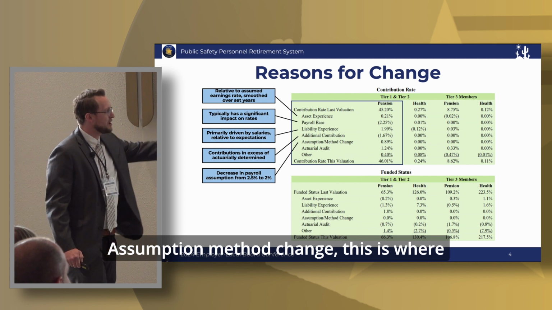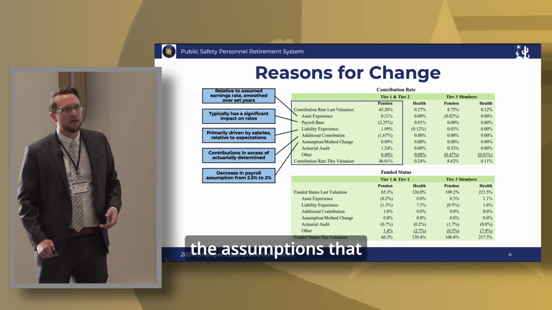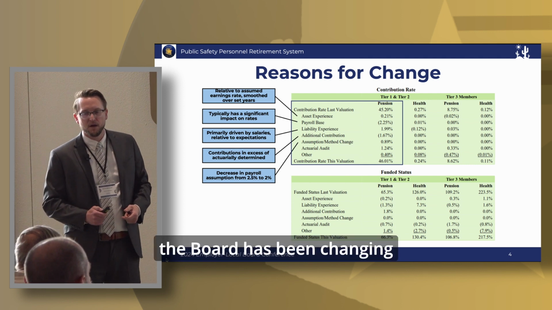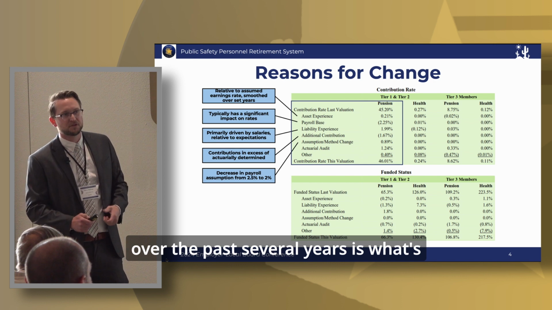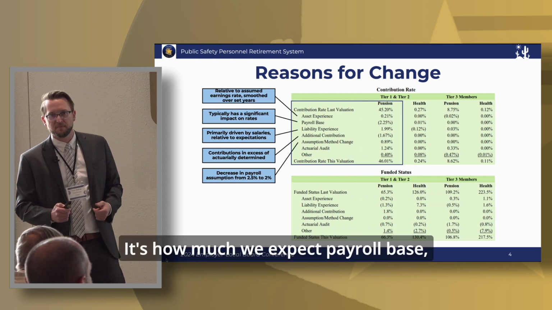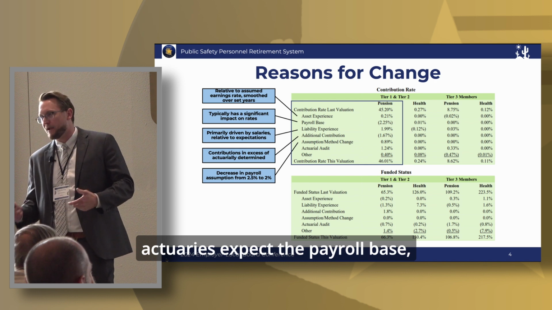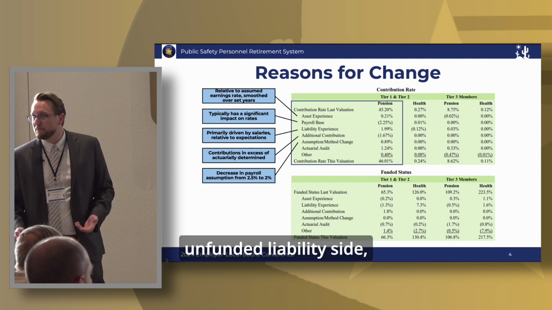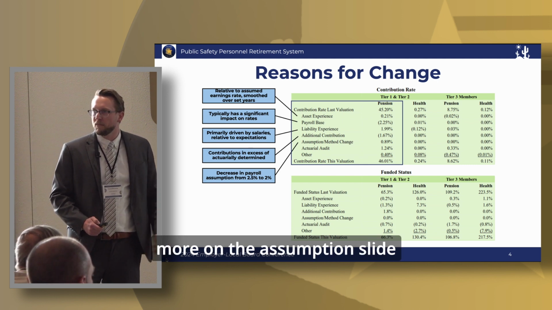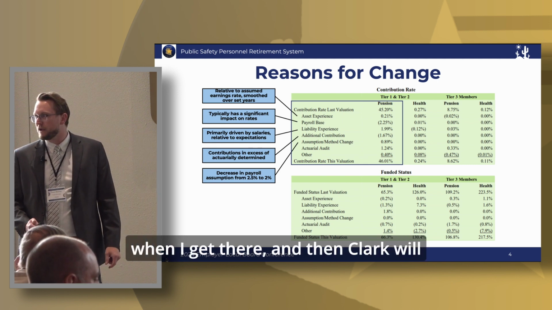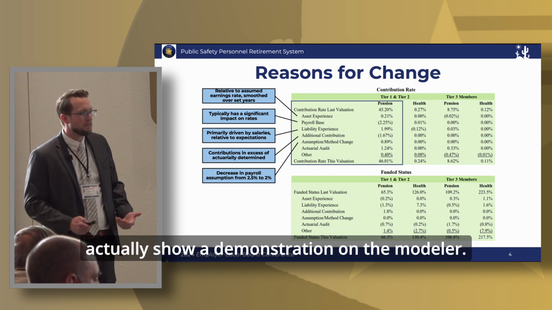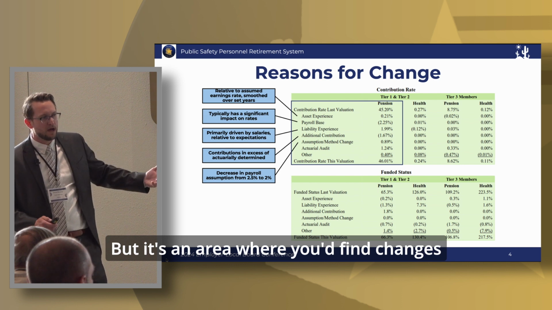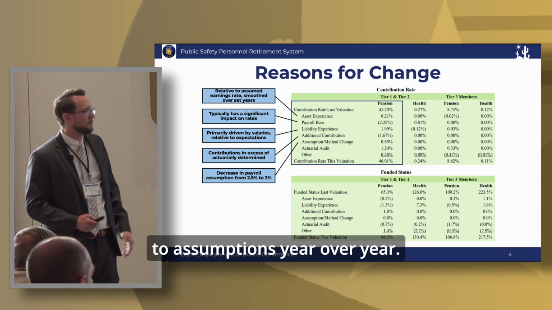Assumption method change, this is where you might find changes to the assumptions that the board has approved. One of the assumptions that the board has been changing over the past several years is what's called the payroll assumption. It's how much the actuaries expect the payroll base to grow in a given year. That's really more meaningful on the unfunded liability side, which I'll talk about a little bit more on the assumption slide when I get there, and then Clark will actually show the demonstration onward. But it's an area where you find more changes to assumptions year over year.